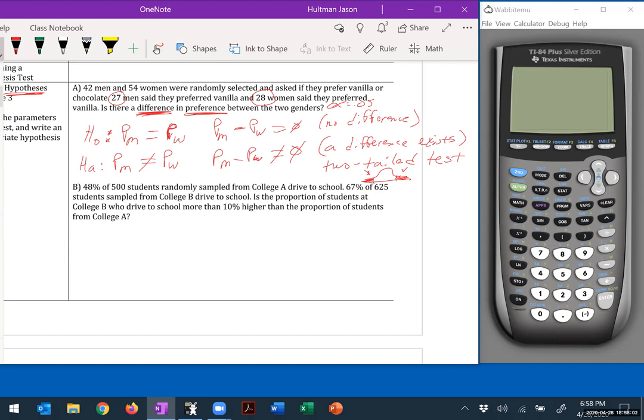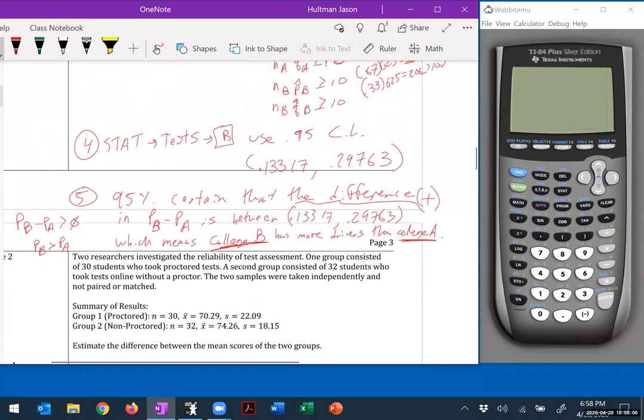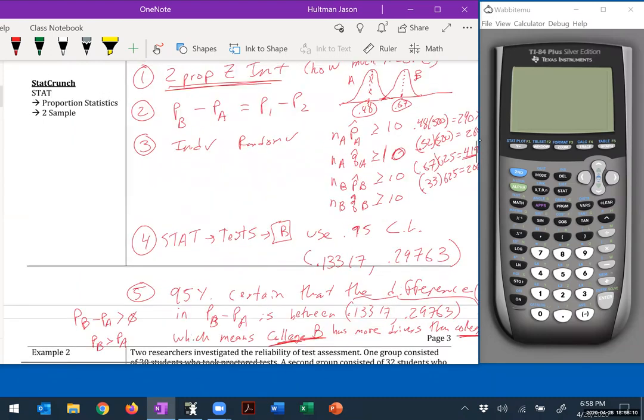Okay, let's go back real quick to example 1. I said I was going to do this in StatCrunch. I didn't do that. Let's do number 4 now in StatCrunch, which is actually right here. So let's try doing it in StatCrunch.